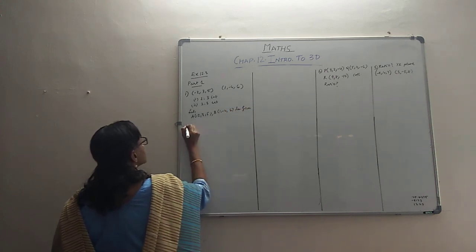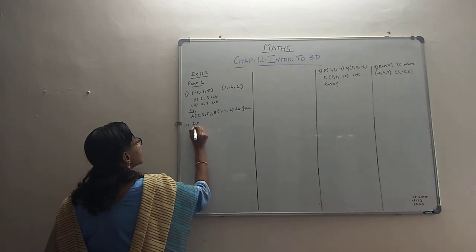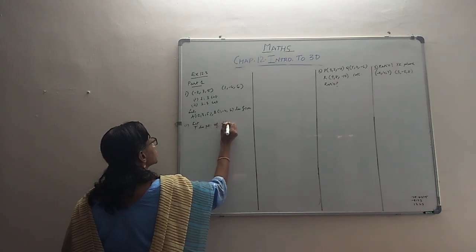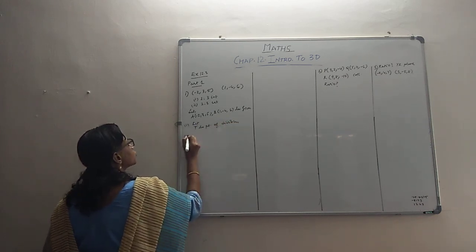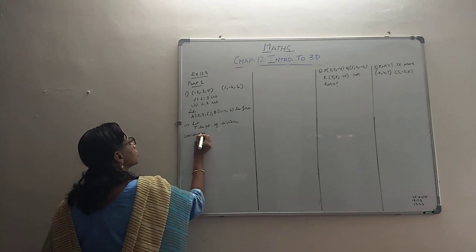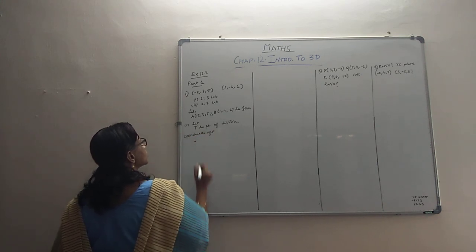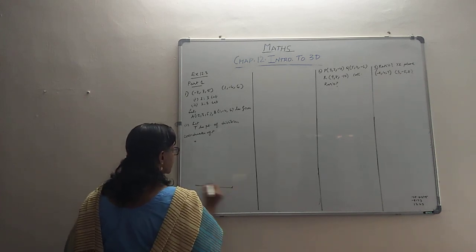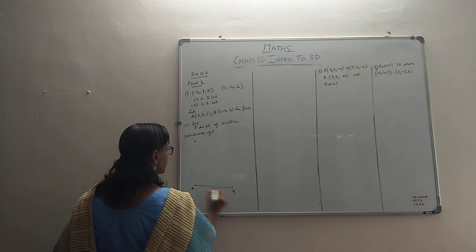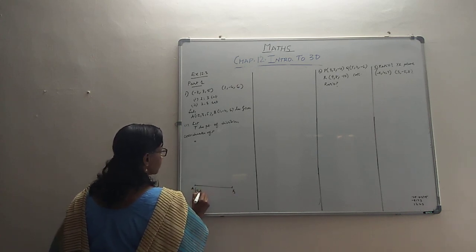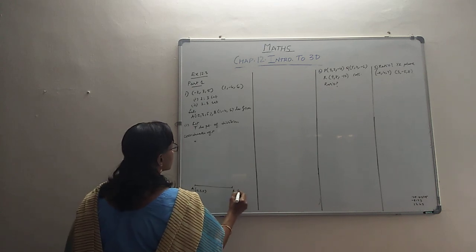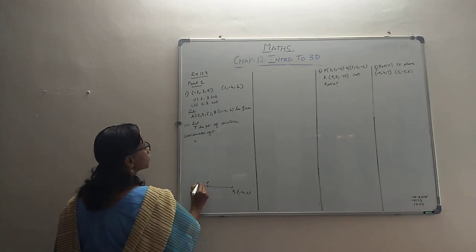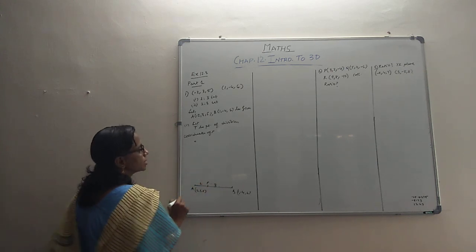Then in the first subpart, let P be the point of division, so the coordinates of P. You have A here, you have B here. A is minus 2, 3, 5 and B is 1, minus 4, 6, and there is some P lying between them whose coordinates we are trying to find, and the ratio is 2:3. So let's see how it is.